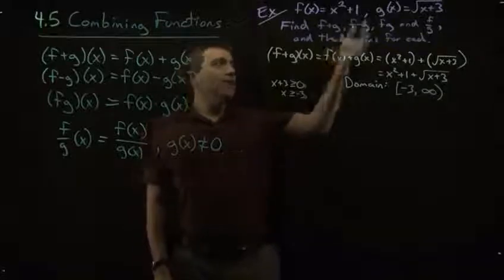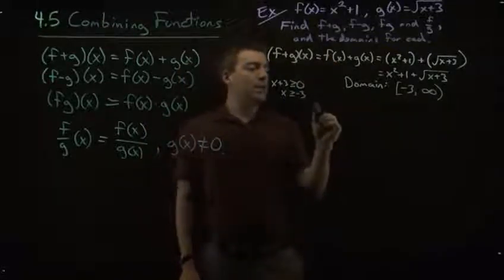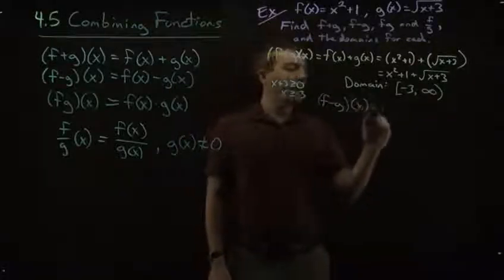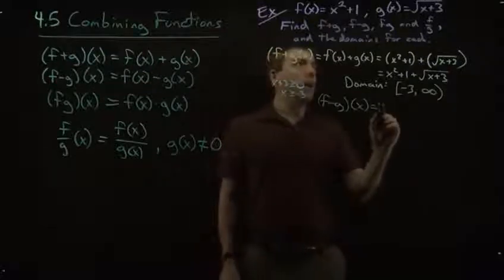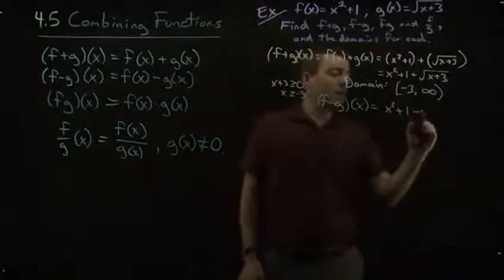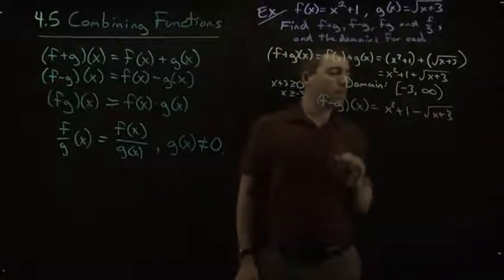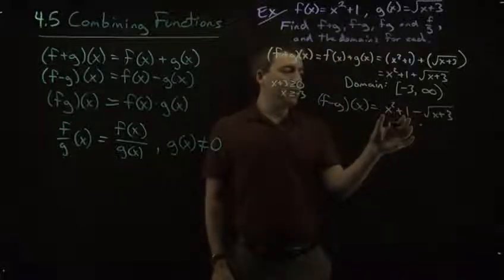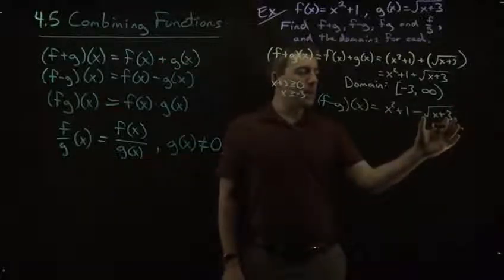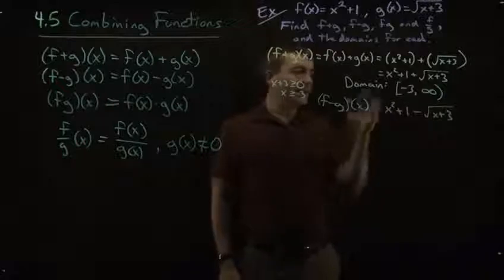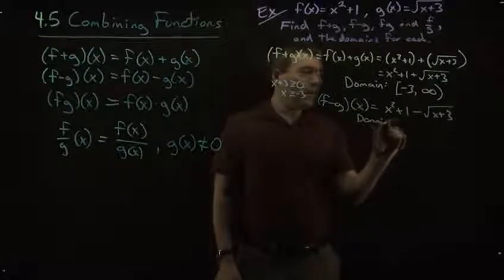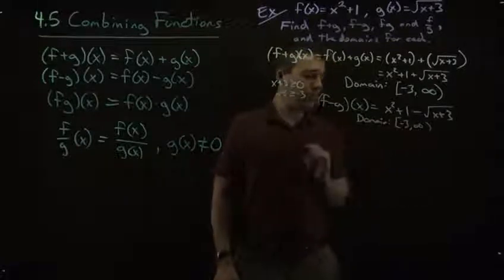All right, let's find the difference. So we have (f minus g)(x). That's going to be f(x) minus g(x). So we have our x squared plus 1 minus square root of x plus 3. These are considered grouped, so we don't have to worry about the minus sign here. The square root kind of naturally groups the x plus 3 together. All right. The domain of this is also the domain of the sum, so the domain here, negative 3 to infinity.